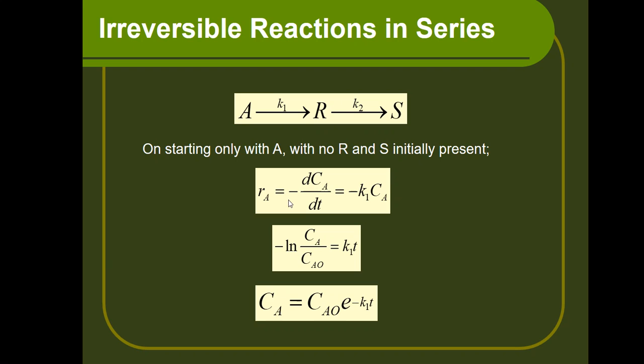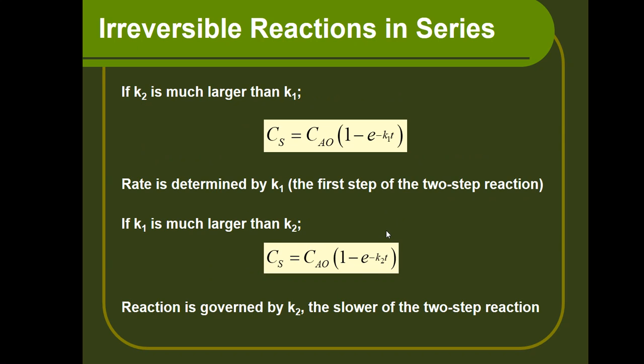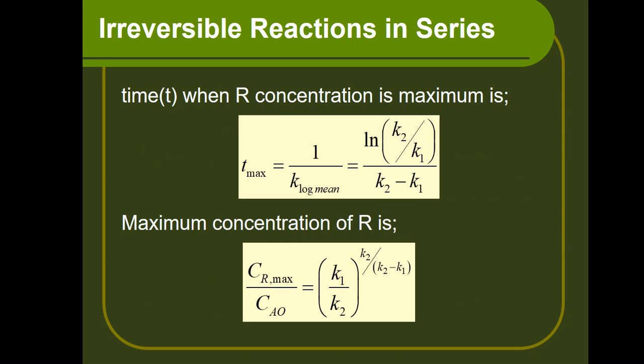The same is true when you determine the time when your intermediate will be maximum and the corresponding concentration of that particular intermediate. So that would be in the case of irreversible reactions in series, or specifically a two-step irreversible reaction in series.